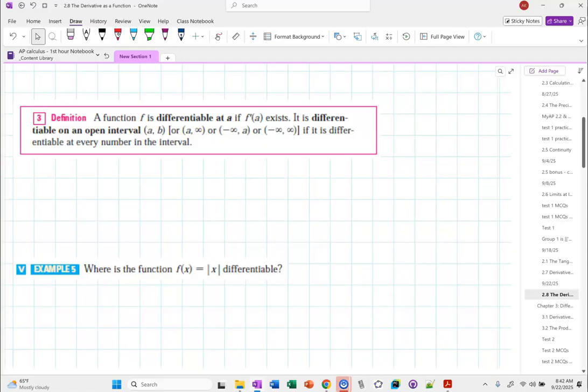Yes, Steve. So the derivative exists. We can find the derivative at that value. So if it's differentiable over the interval, every x on that interval we can plug in and find the value for the derivative.